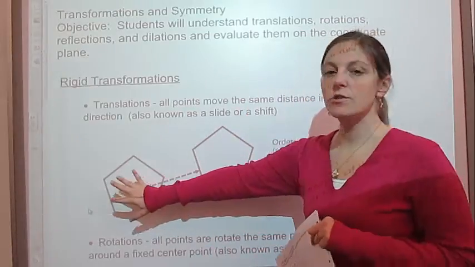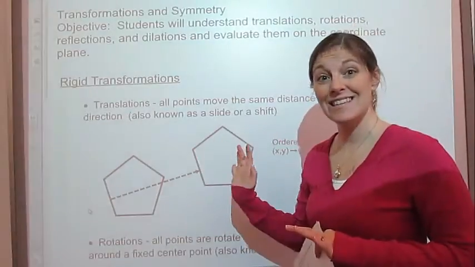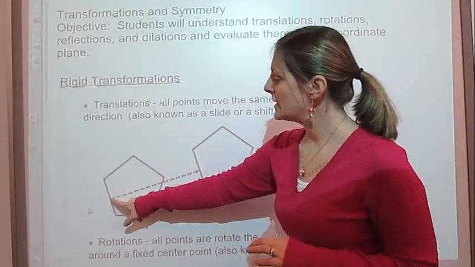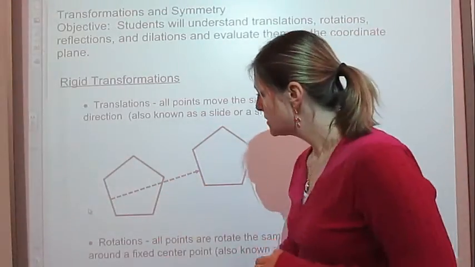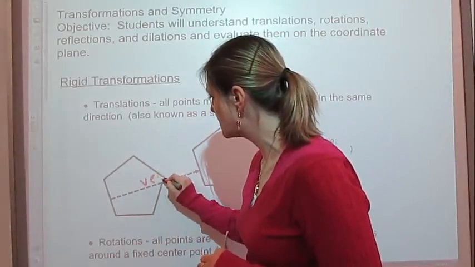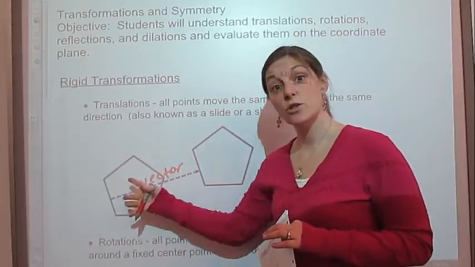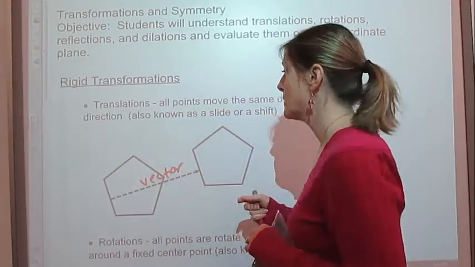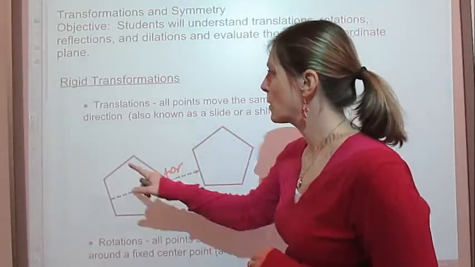And that's basically when you just move each of the points the same distance in the same direction. And that distance and direction is what we call a vector. Okay, so this thing is called a vector, and that is the distance and direction that we're moving the figure. Okay, and you might know the translation as a slide or a shift.